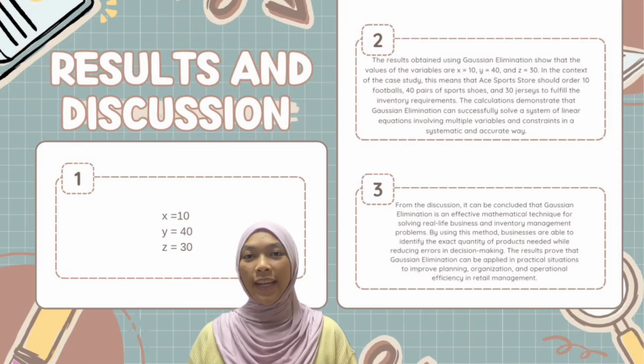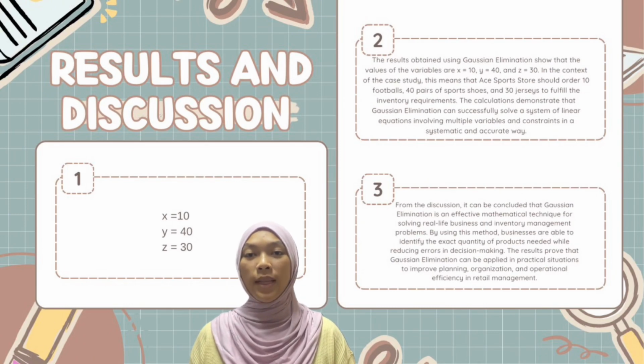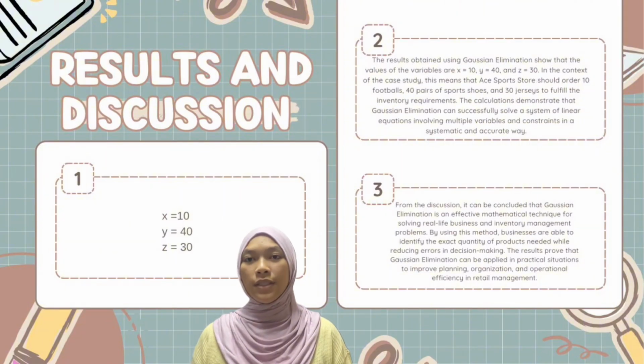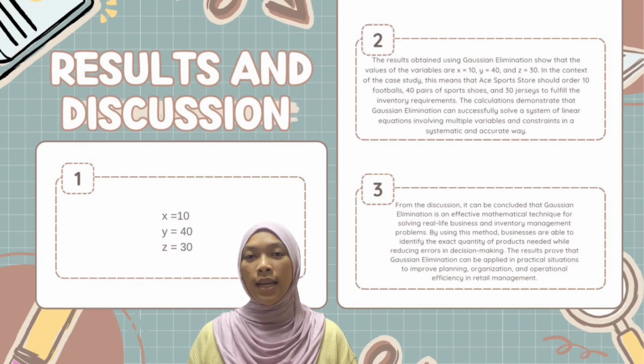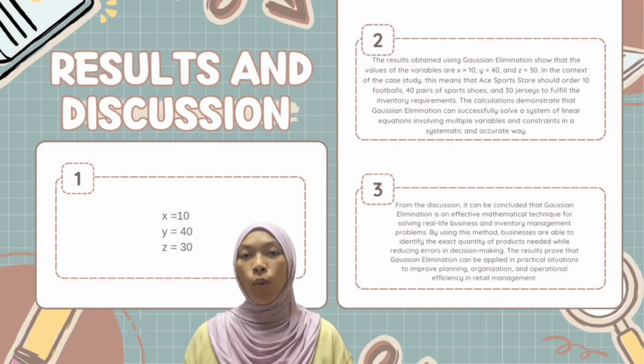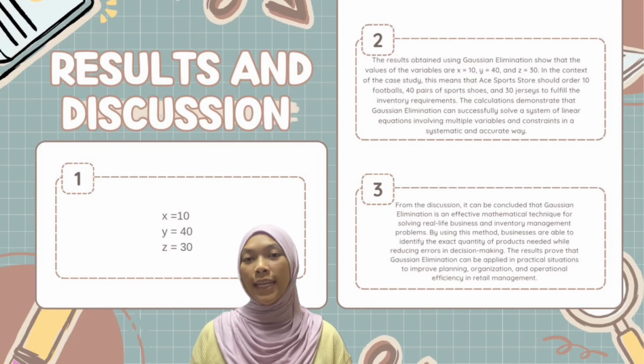From the discussion, it can be concluded that Gaussian elimination is an effective mathematical technique for solving real-life business and inventory management problems. By using this method, businesses are able to identify the exact quantity of product needed while reducing errors in decision-making. The results prove that Gaussian elimination can be applied in practical situations to improve planning, organization, and operational efficiency in rental management.